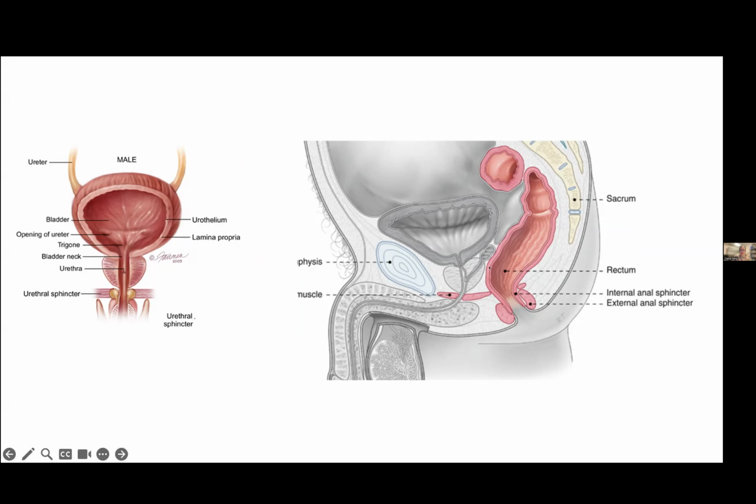For those of you who take care of older men and are concerned about prostates, this is how we examine the prostate through the rectum. We can palpate the prostate through this very thin tissue wall, and so it's the only place where we can do an exam of the prostate.